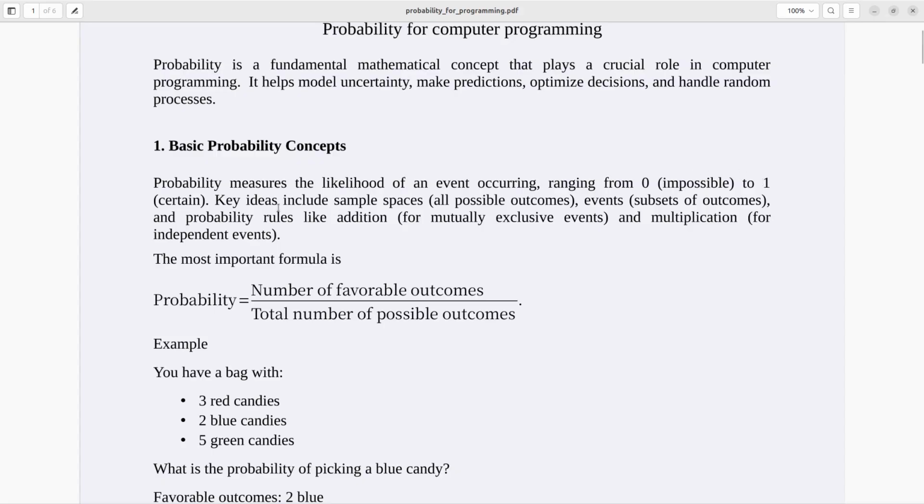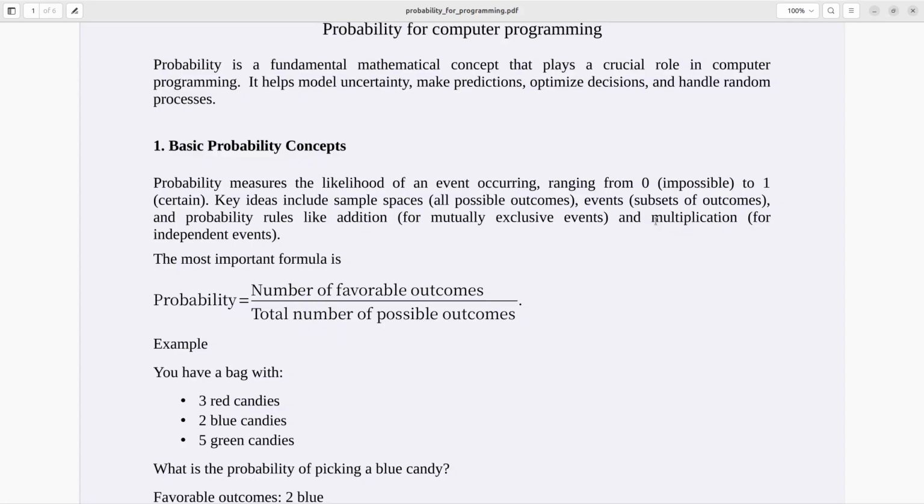And the key ideas of probability would include the sample space, which means all the possible outcomes that you can think about or that can occur. And the events here means the subset of the outcomes. That means out of the sample space, what are the events that you are talking about or that you want to happen? And we also need the probability rules, like the addition rule for mutually exclusive events and multiplication for the independent events. We will go over them later.